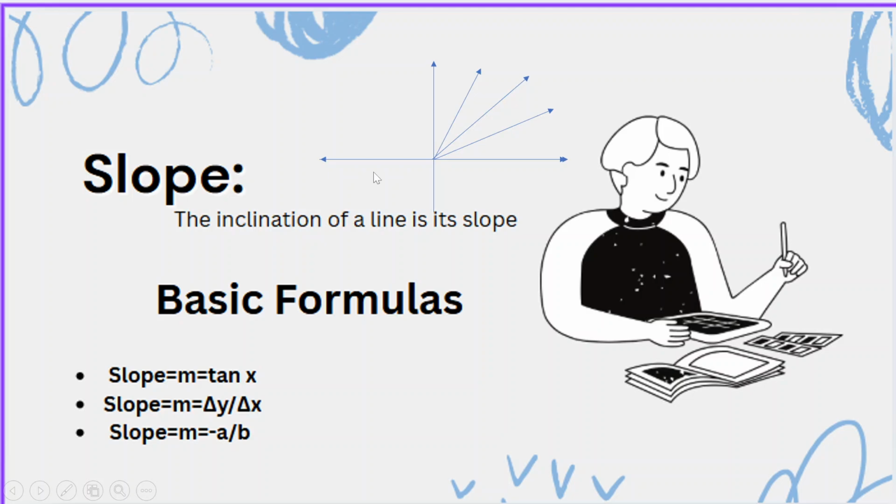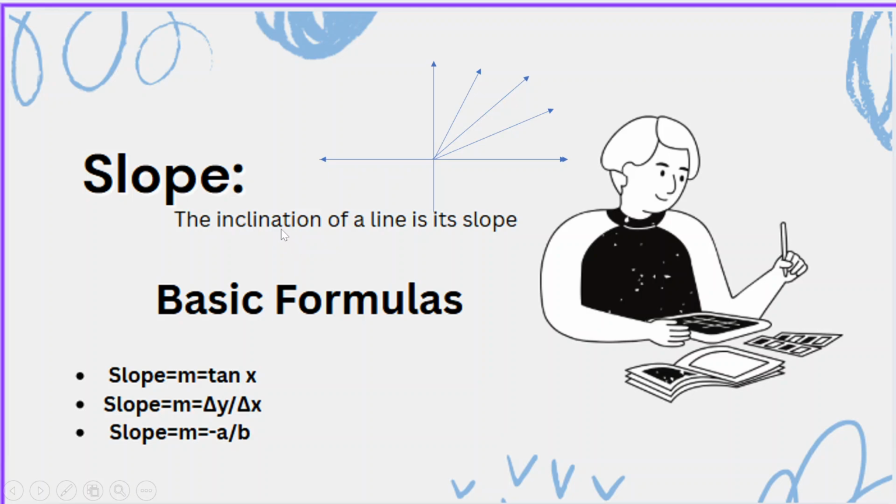I have drawn three lines in the first quadrant. Suppose they are L1, L2 and L3. L1 is less steep, L2 is steeper than L1, and similarly L3 is the steepest of all. So we can say that the slope of line L3 is greatest, then comes the slope of line L2, and then the slope of line L1.